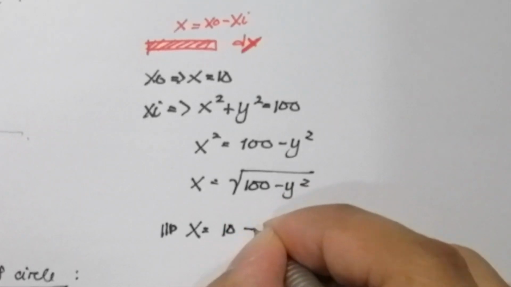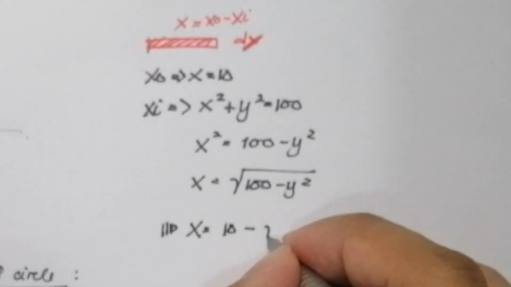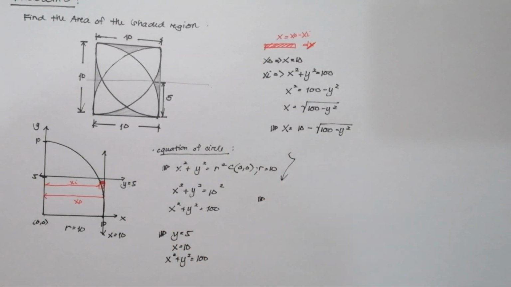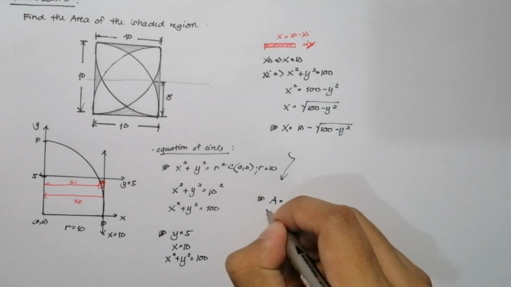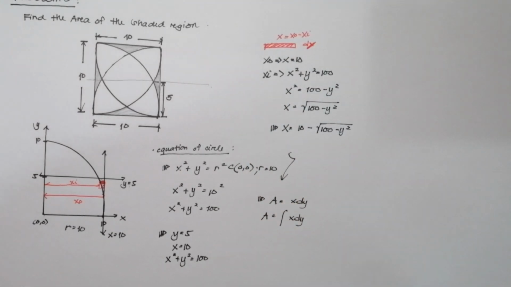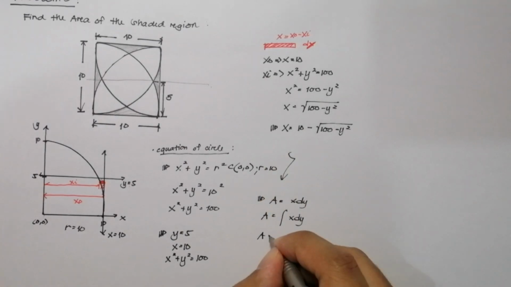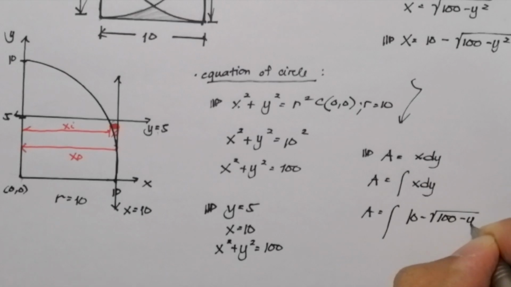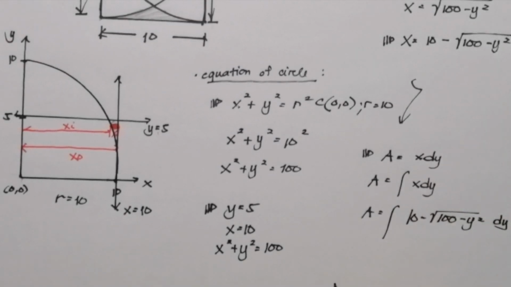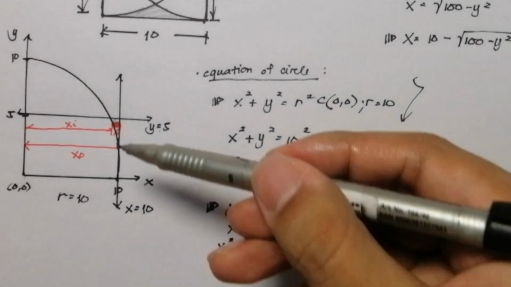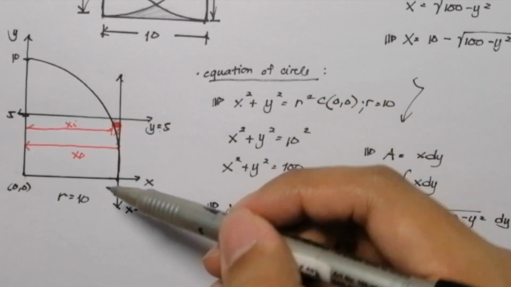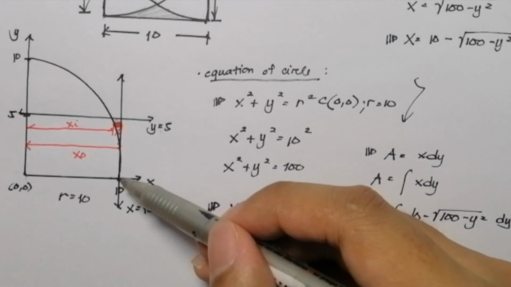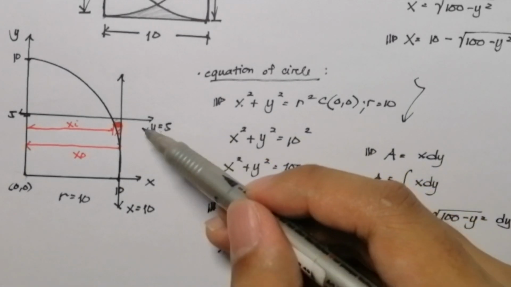So by further computation, we can now solve by integral. Let us now solve for the total area. Area is equal to the integral of x dy. Now we substitute our value: the integral of 10 minus the square root of 100 minus y squared, multiplied by dy. Since we are using a horizontal strip, our strip will run from y equals 0 to y equals 5.